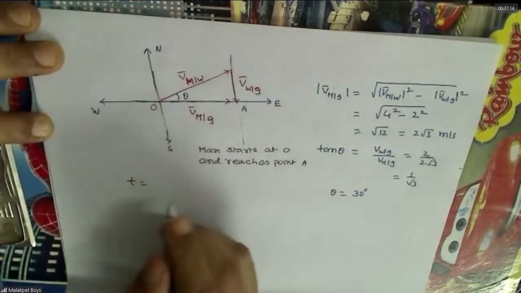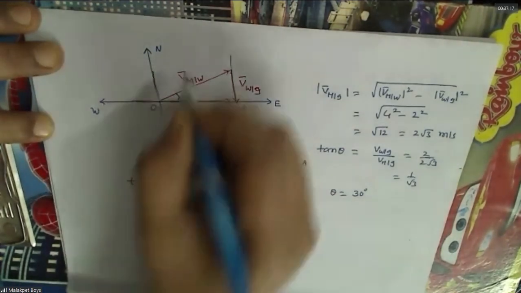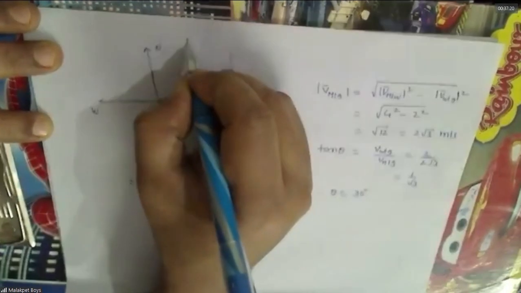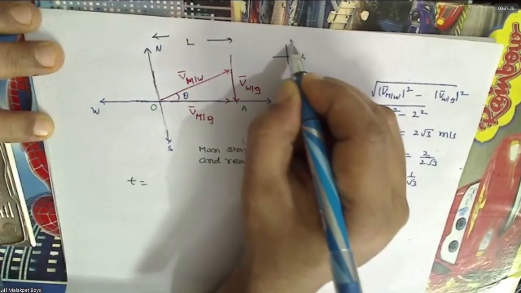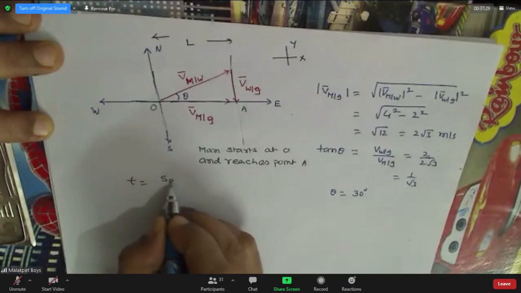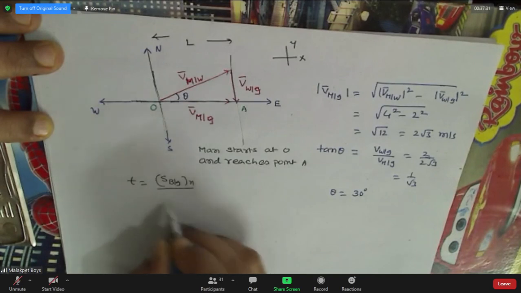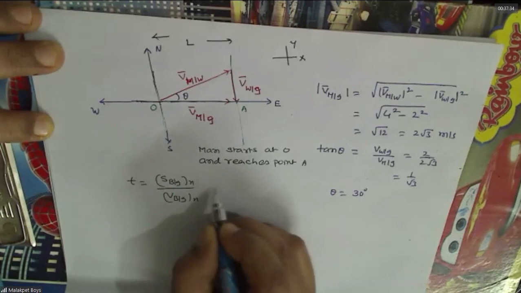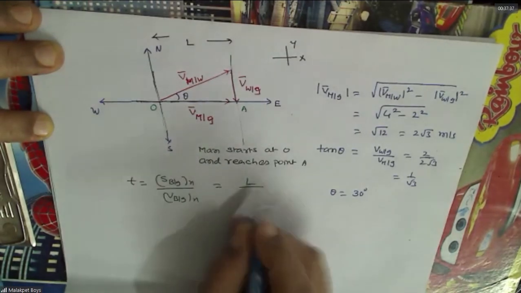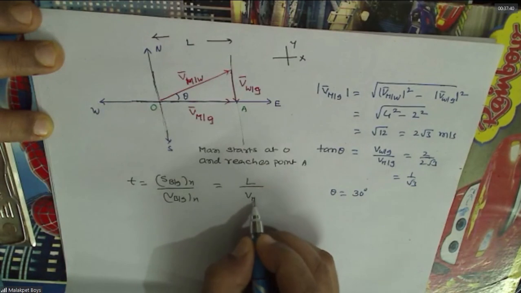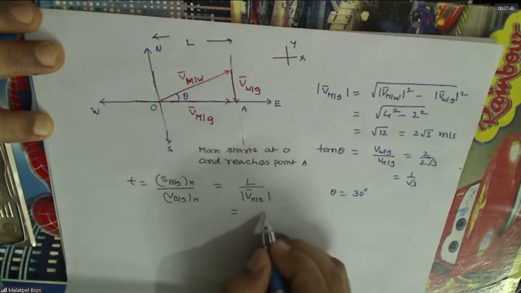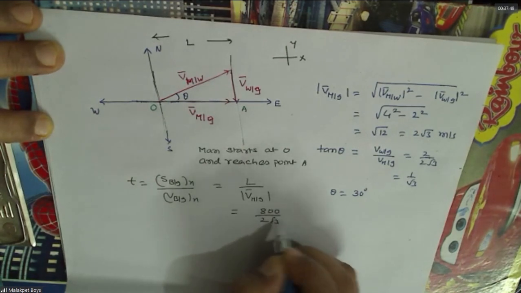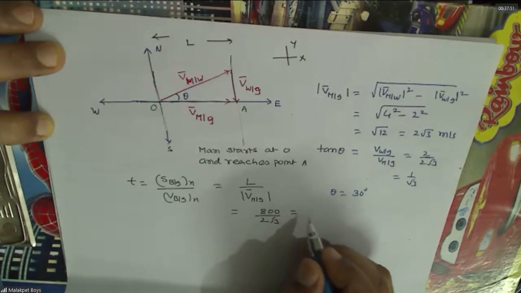To cross means this one, velocity of boat, this is L, width of the river. Now if we take this as the x-axis, this as the y-axis, then displacement of boat with respect to ground in the x direction by velocity of boat, this is nothing but L by, this is the only vector in this direction. L is how much? 800 by 2 root 3. How much does it come to? 400. Correct, no?